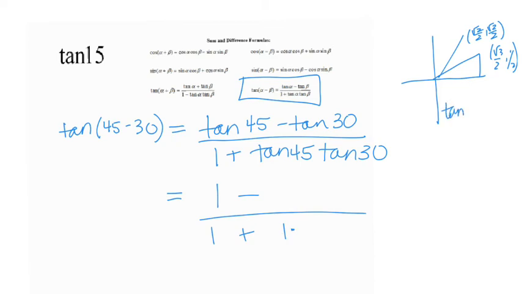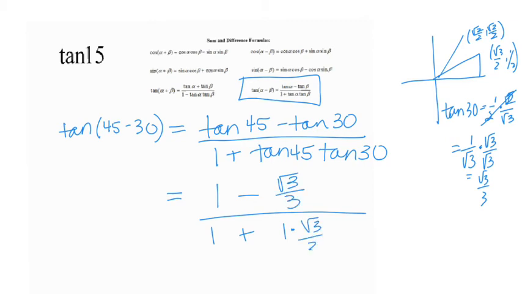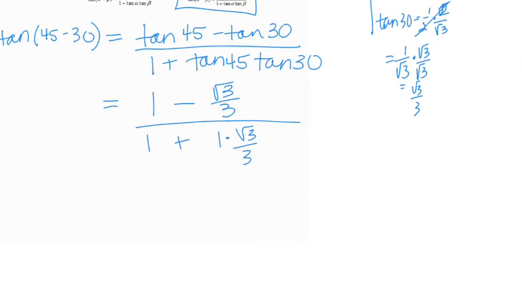So tangent 30 will be 1/2 times 2 over the square root of 3. That cancels, so I get 1 over the square root of 3, and you know we can't leave it like that. So square root of 3 over 3. So 1 minus the square root of 3 over 3 plus 1 times the square root of 3 over 3. Okay, this looks really frightening, and it is slightly frightening.